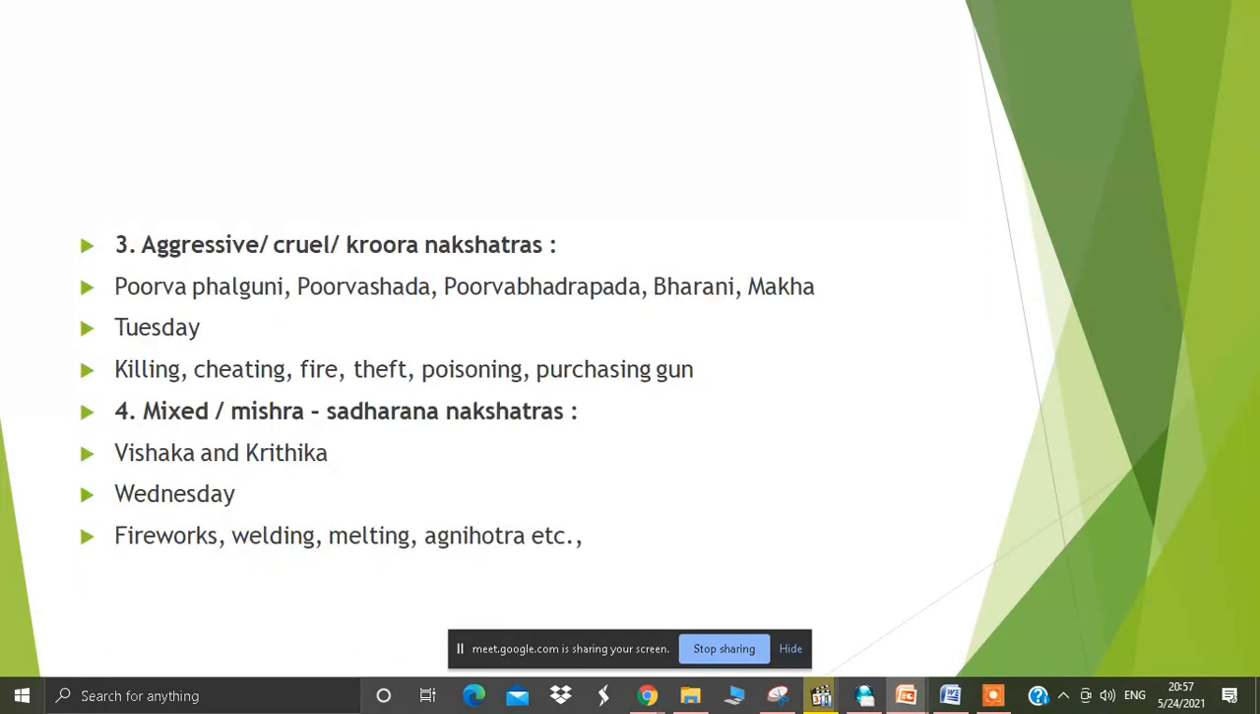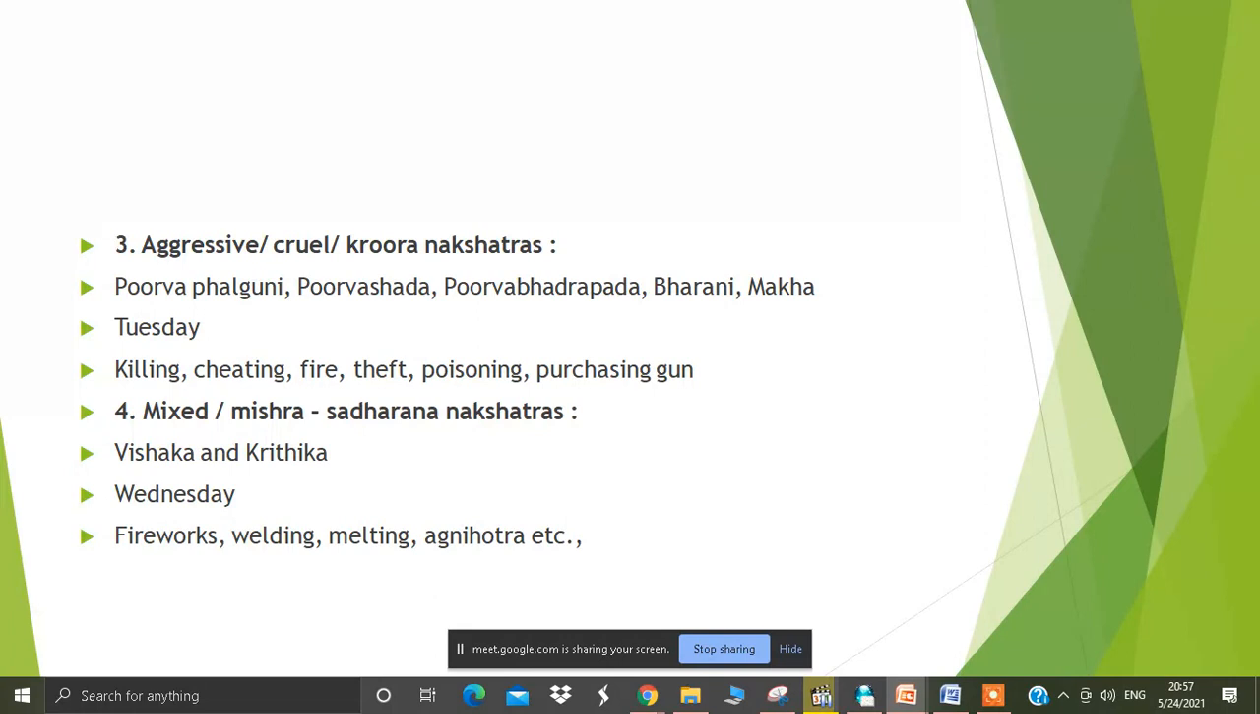Next, aggressive or cruel nakshatras, or Krura Nakshatras. They are Purva Phalguni, Purva Ashadha, Purva Bhadrapada, Bharani and Magha. They are used for killing, cheating, fire, theft, poisoning, purchasing guns and weapons, all those aggressive activities. Then mixed or Mishra Nakshatras, or Sadharana Nakshatras, we call them.